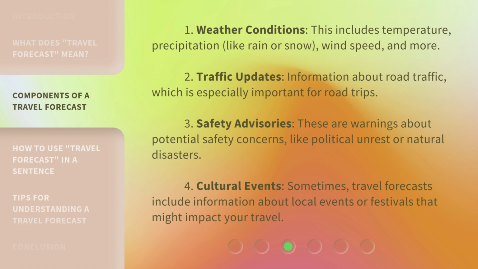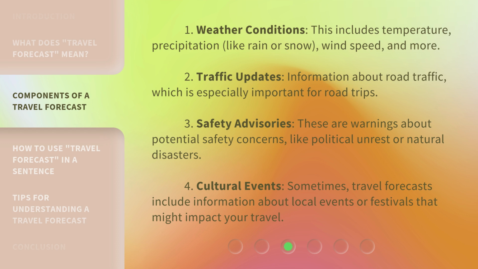1. Weather conditions. This includes temperature, precipitation, like rain or snow, wind speed, and more. 2. Traffic updates. Information about road traffic, which is especially important for road trips.